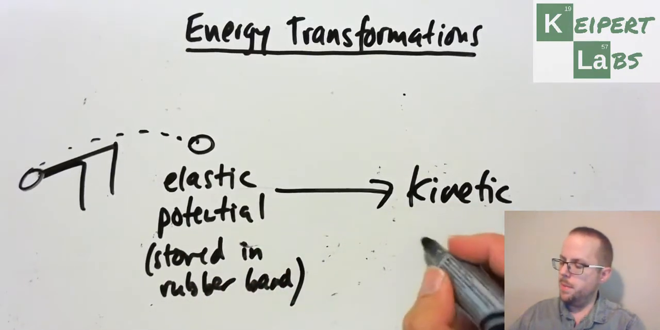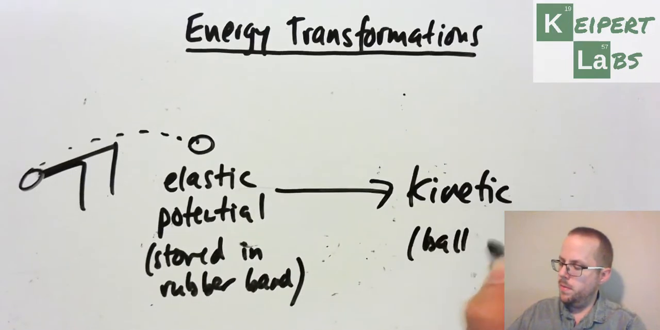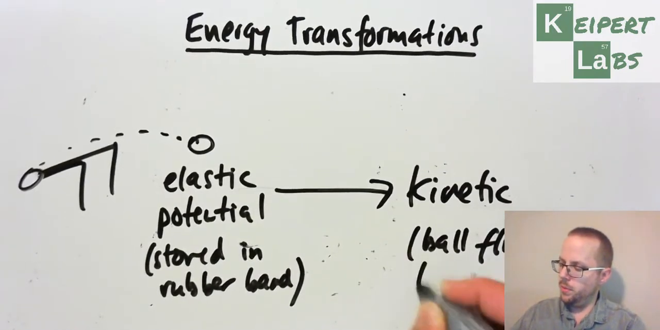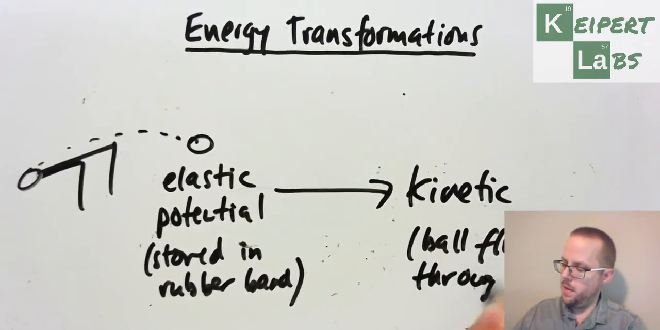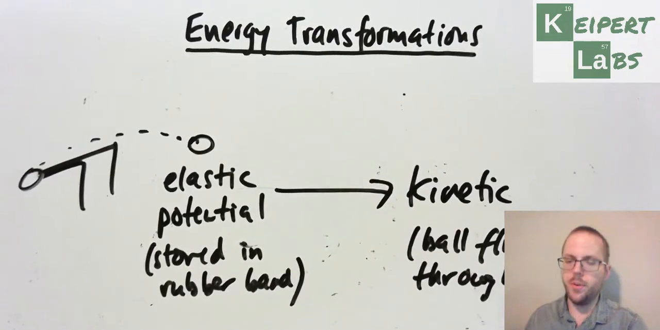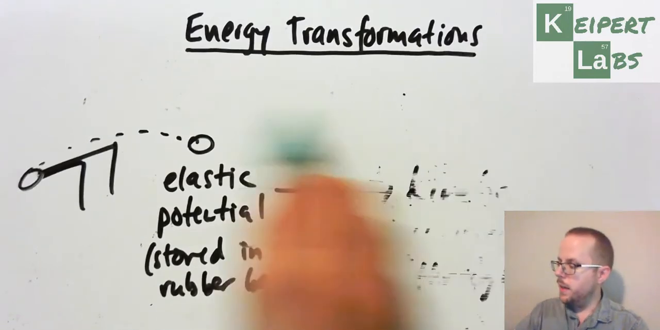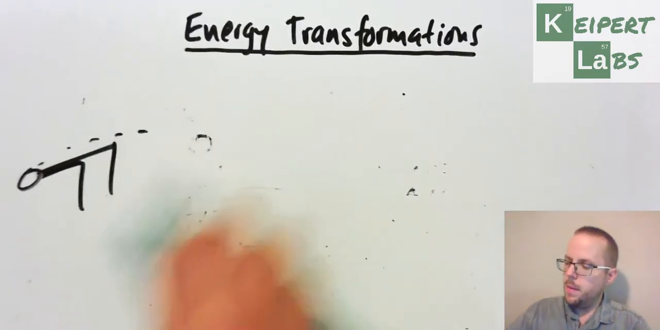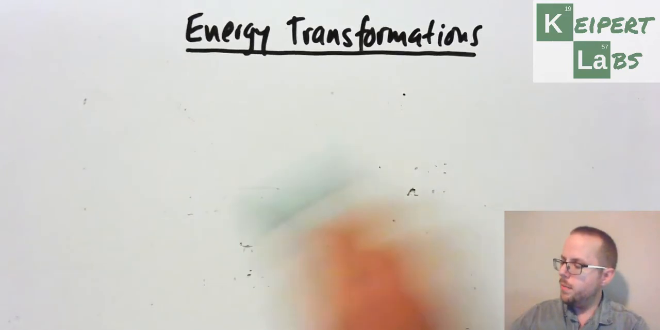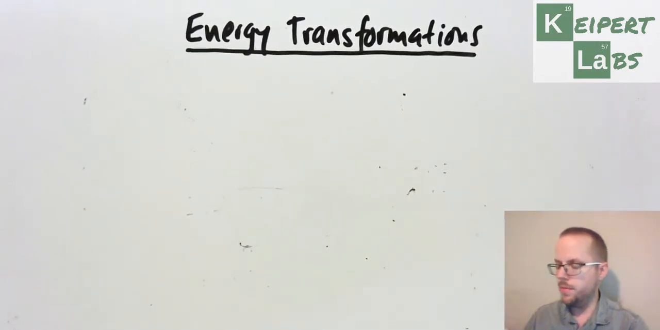And then the conversion happens as the ball flies through the air. Okay, so we've got a conversion happening, and the energy has caused a change, that the ball is now traveling across the room when it wasn't before. Okay, so we have elastic potential transforming into kinetic. Okay, and so let's think about one last example to kind of finish things off.